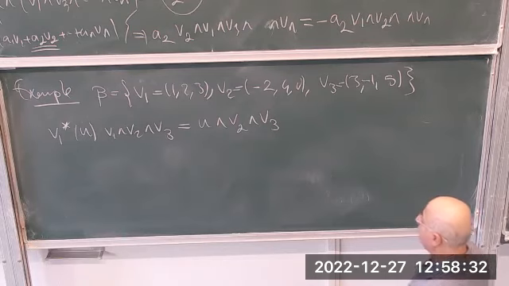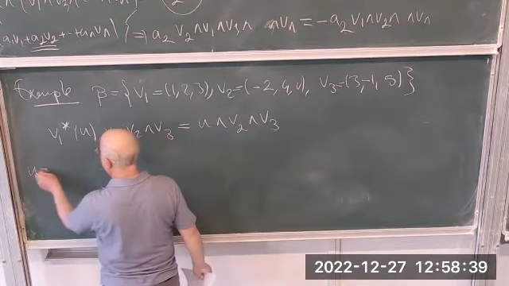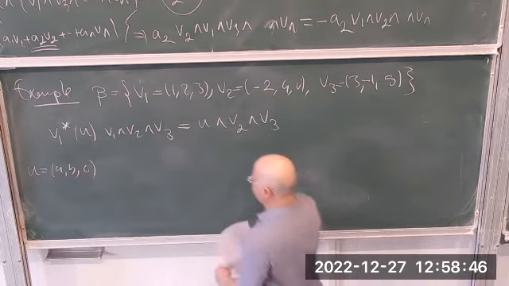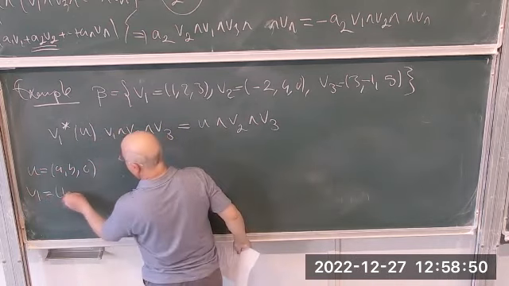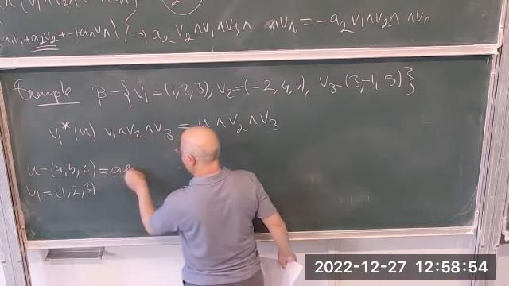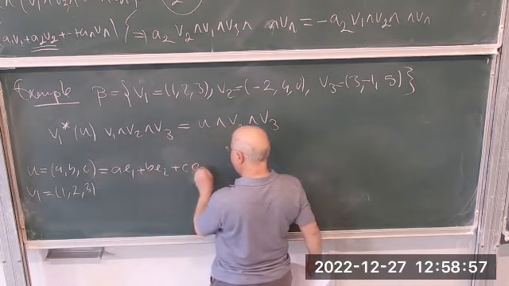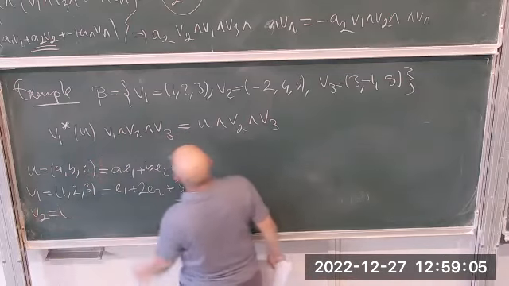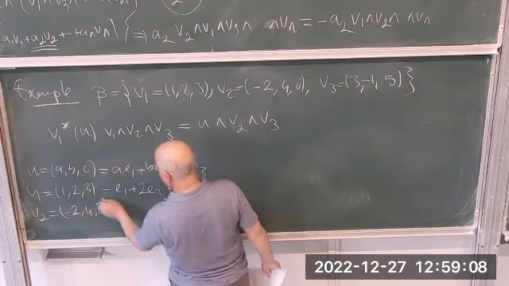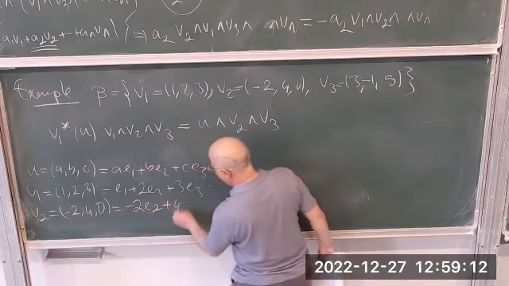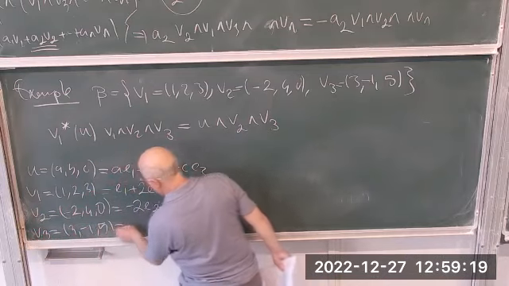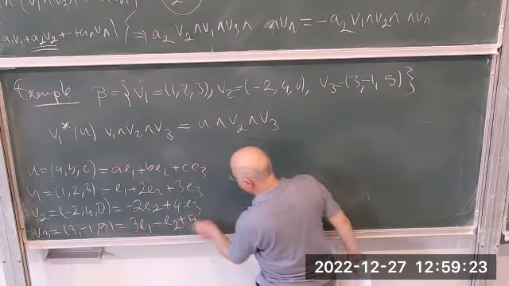Okay, let me just do the following. Let's say this is ABC. V1 is what? V1 is just 1, 2, 3. I can write this as follows: AE1, BE2, CE3. This is just E1 plus 2E2 plus 3E3. What about V2? Minus 2, 4, 0. So this is minus 2E1 plus 4E3. And V3 is just 3, minus 1 and 5. So 3E1 minus E2 plus 5E3.